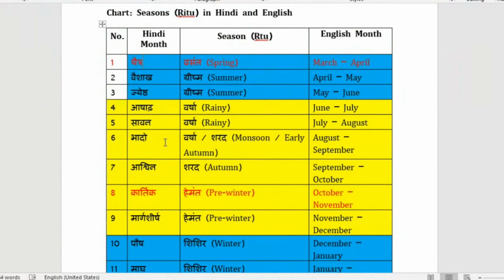So now again repeat 3 times with your mic mute at your end. Chaitra, Vaishak, Jeshta, Ashad, Savan, Bhado.